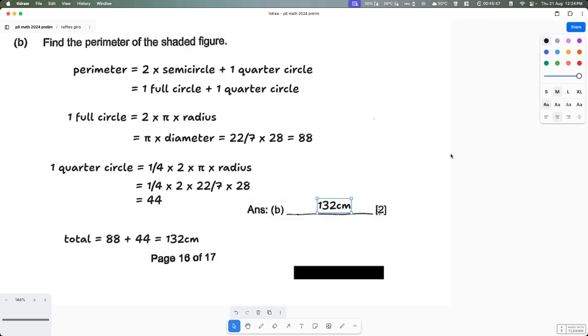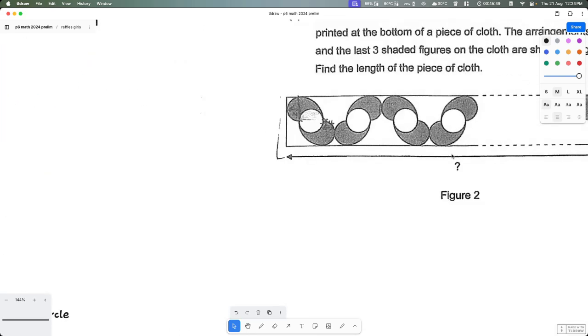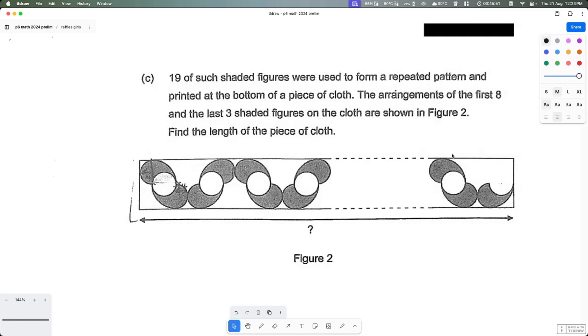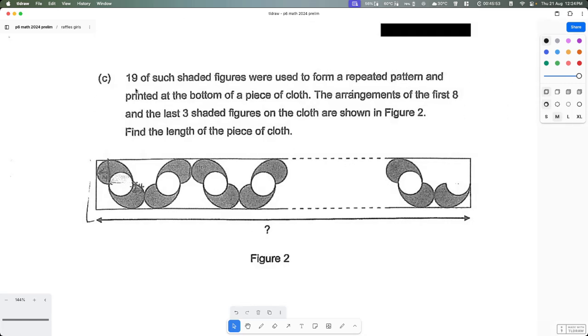All right, let's move on to the last part, part C. Okay, so part C, it says here 19 of such shaded figures were used to form a repeated pattern and printed at the bottom of a piece of cloth. The arrangement of the first 8 and the last 3 shaded figures on the cloth are shown in figure 2. Find the length of the piece of cloth.